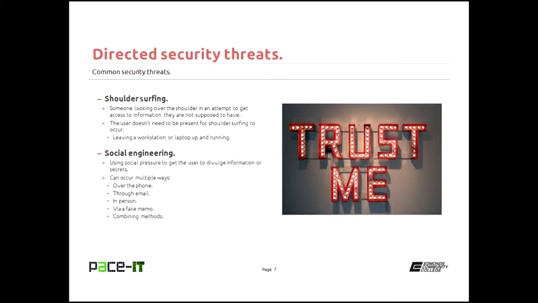Now, social engineering can occur in a multitude of ways. Over the phone, you get that phone call from somebody who's supposed to be tech support, and they ask you to give them your username and password so they can check something out. Don't do it. Social engineering can occur over email, in person, via fake memos, or through a combination of methods.